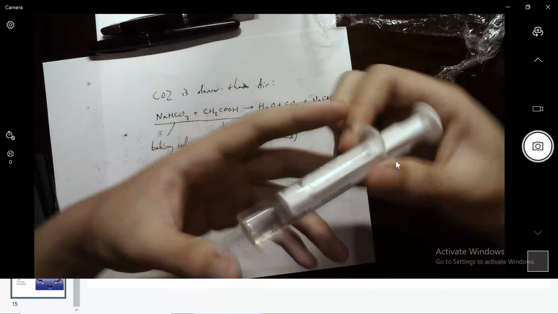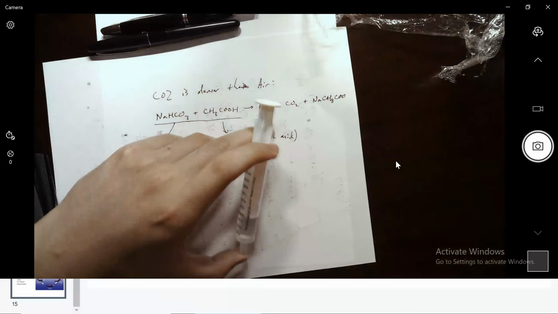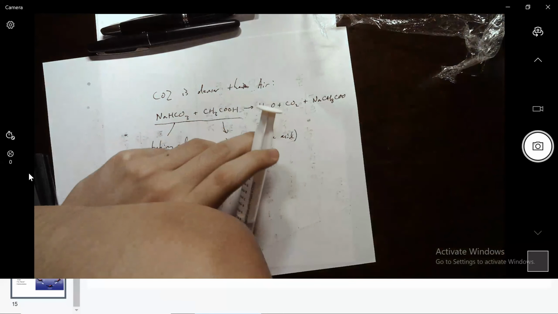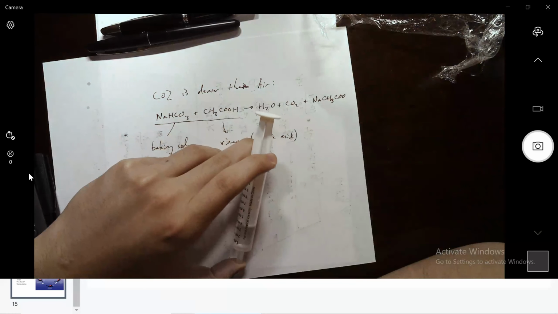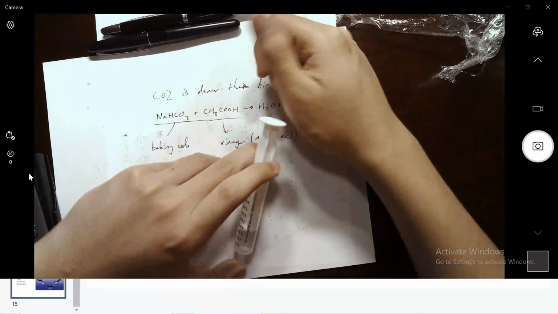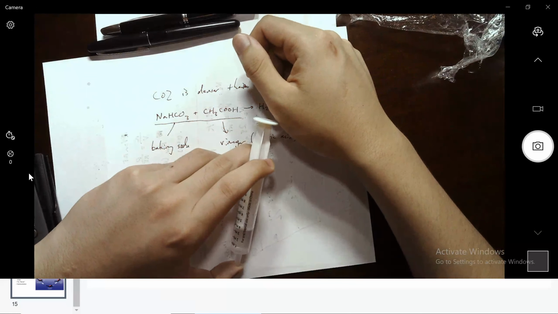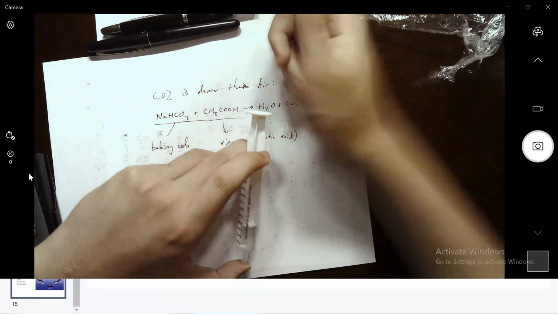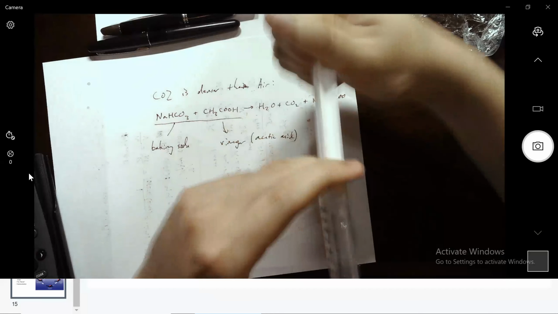Now, what happens when I pull on this syringe? What's going to happen to the pressure? What do you think will happen to the pressure if I pull on the syringe? Remember Boyle's law, right? As the volume increases, the pressure will decrease. So let's see what happens.